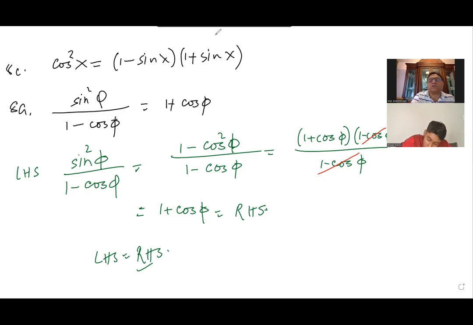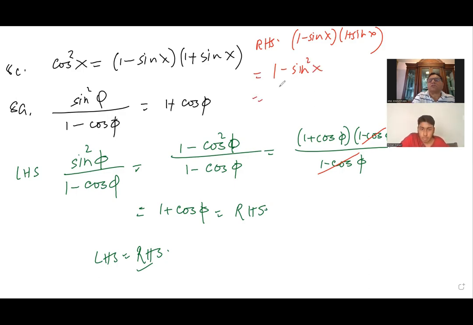In the first question, it was very simple. You could start with the right hand side, right? Well, that seems to be more complicated. And you know, the product of sum and difference will be what? Will be 1 minus sine square x, which is cos squared x, correct? Cos square x. Yes, sir.